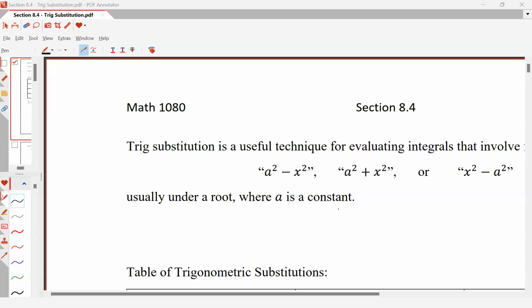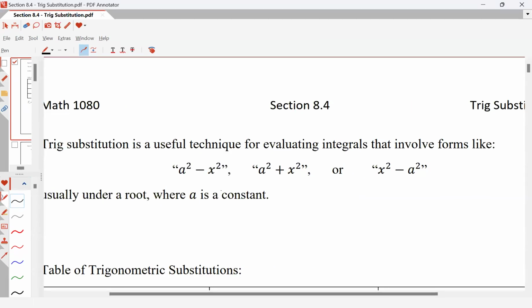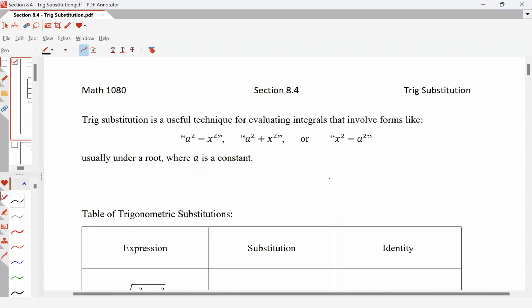Hello. In section 8.4, we introduce and talk about the section of trig substitution. So in trig substitution, we are looking for the specific forms. We're looking for some number squared minus x squared, some number squared plus x squared, or x squared minus some number squared. This usually happens under a root, not always. So just because we have a root doesn't mean we have to have trig sub. And just because there's not a root doesn't mean it's not trig sub.